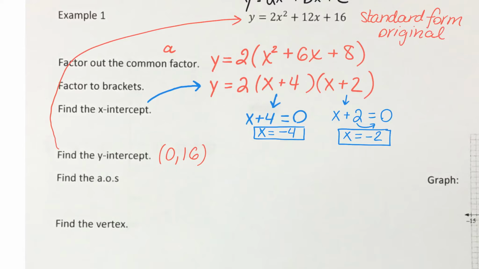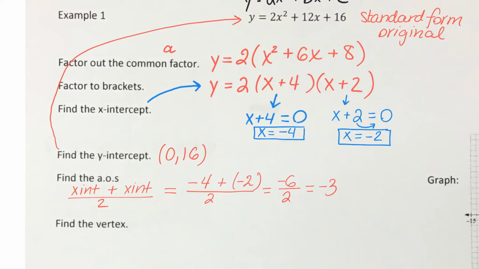All right, now to find the axis of symmetry, again, we're following just normal stuff. We're going to take our x-intercepts, add them together, so x-intercept plus x-intercept, and divide by 2. So in this case, that means -4 plus -2 divided by 2. That is negative 6 divided by 2, which equals negative 3. So my axis of symmetry is at negative 3. Now, find the vertex.